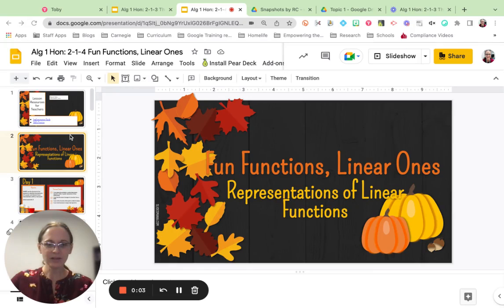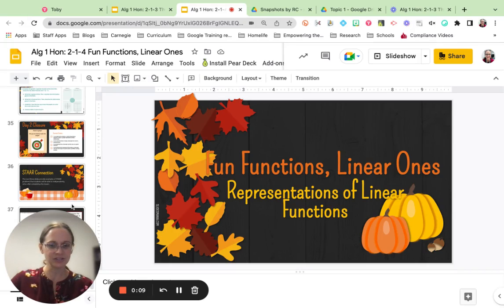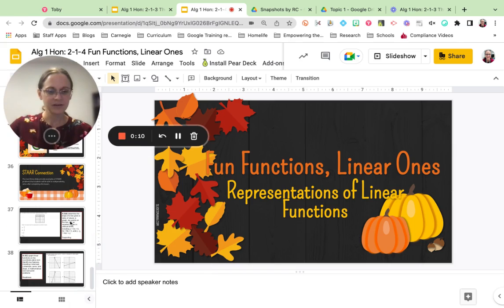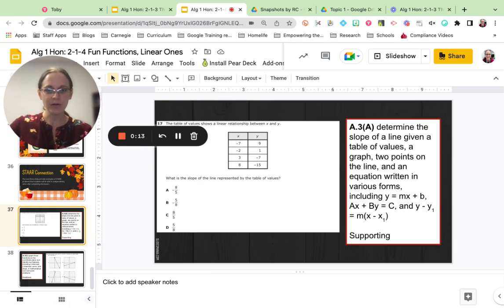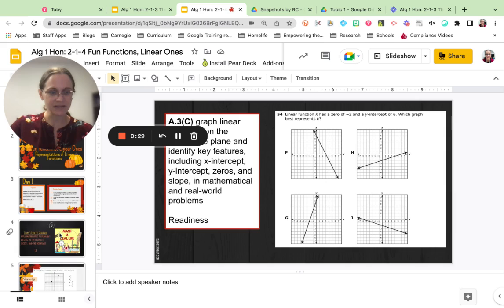This lesson is all about representing linear functions within real-world contexts. And let's look first at how it connects to STAR. So we've got a couple of standards we're looking at. One is A3A, where students determine slope from multiple representations. So here they have to find the slope from a table. And another is A3C, where they look at key characteristics of graphs of linear functions. So the zero, which is the x-intercept, the y-intercept, and the slope.